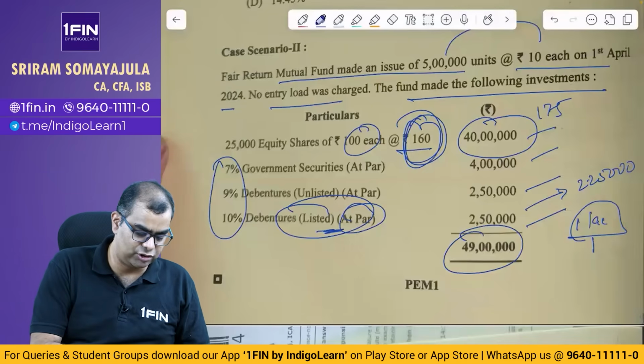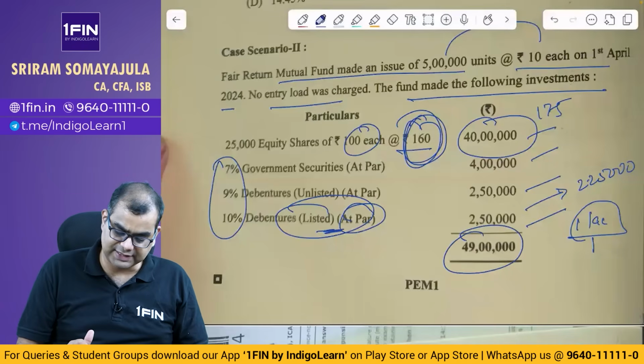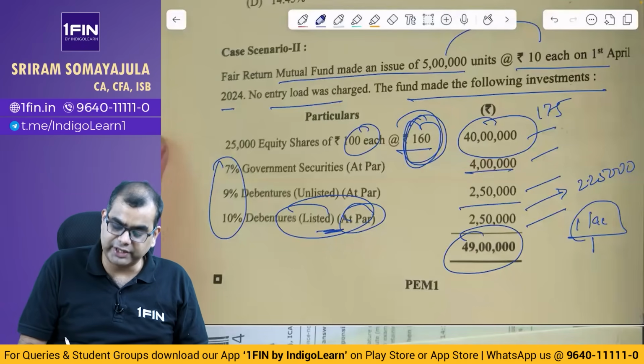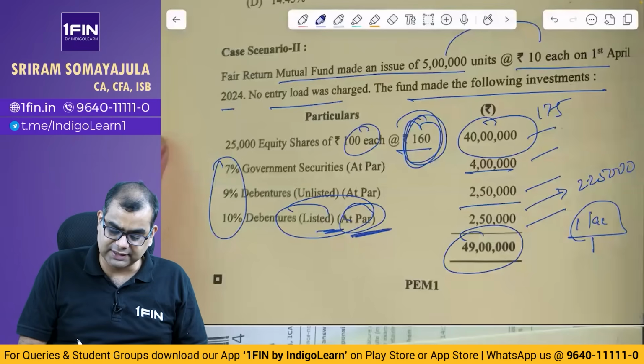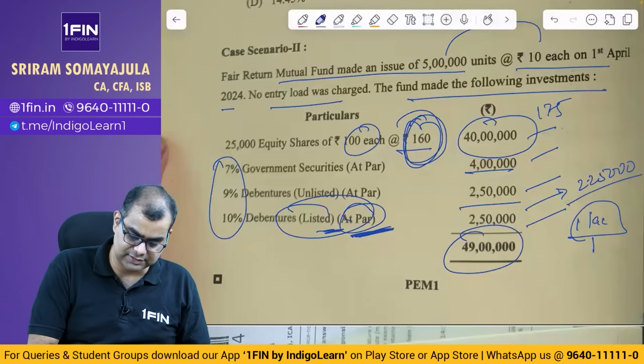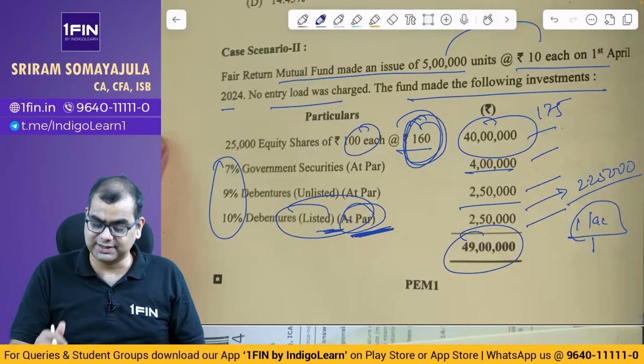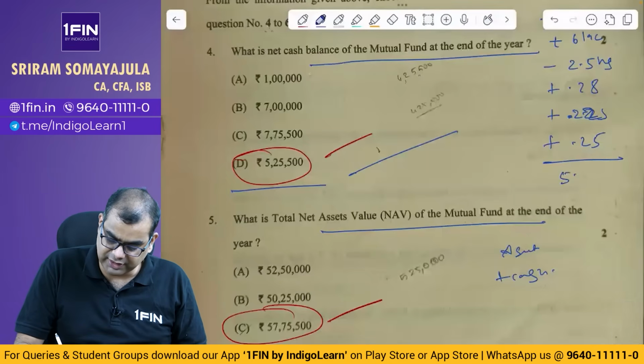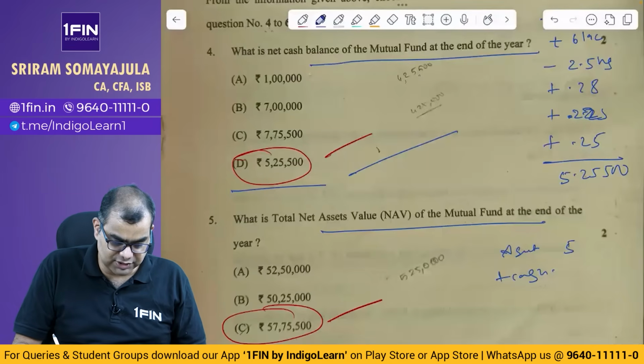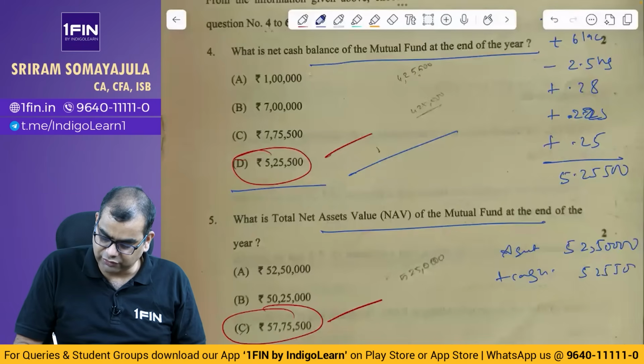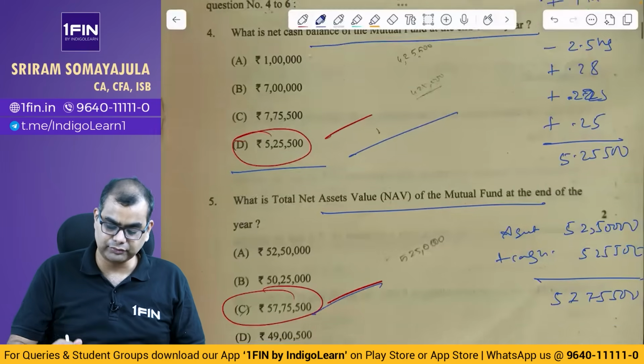So 25,000 into 175 is equal to 43 lakh 75,000, plus these two are quoting at the same number. Whatever is at par, this 10% debentures is quoting at 2 lakh 25,000. So plus 4 lakhs plus 2 lakh 50,000 plus 2 lakh 25,000. This is your value of assets. So value of asset is 52 lakh 50,000. And this cash is 5 lakh 25,500. If you add both, you get 57 lakh 75,500. This is the answer. Okay.